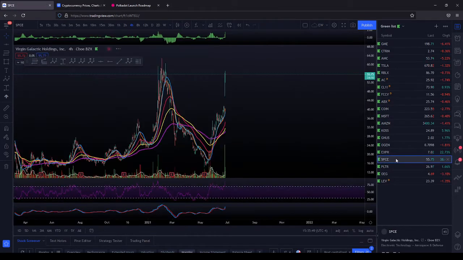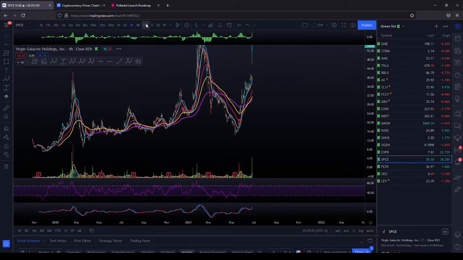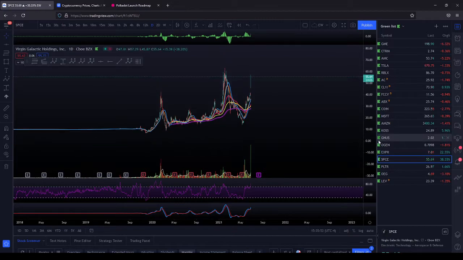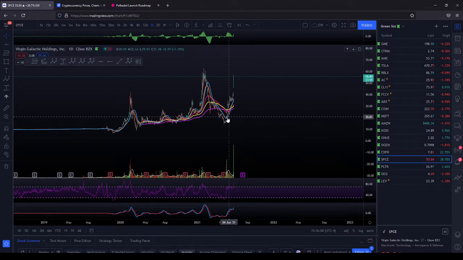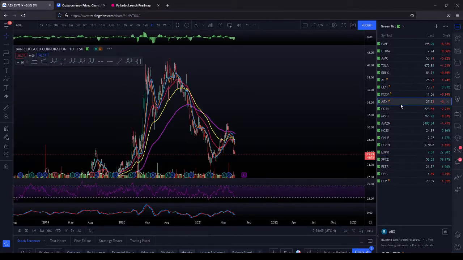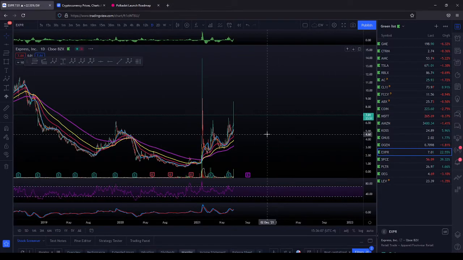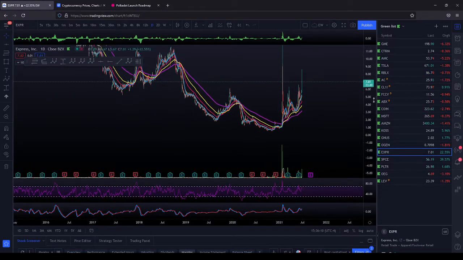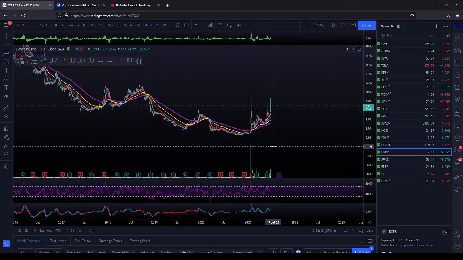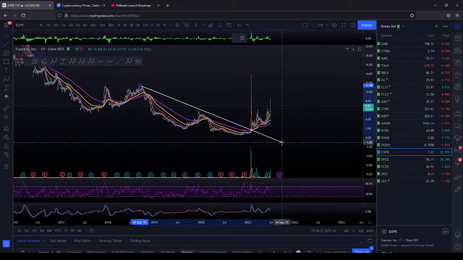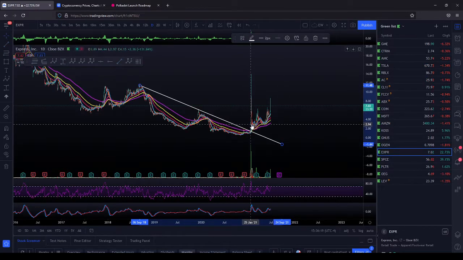Whoa, what happened here? What's this coin? Why? Okay. I'm a bit pissed now. It's in my list and it pumped and I didn't know about it. EXPR, let's go. I think I added this one to my list after it broke through this one. That's why I didn't touch it. I was waiting for it to come back down and retest and it never did.